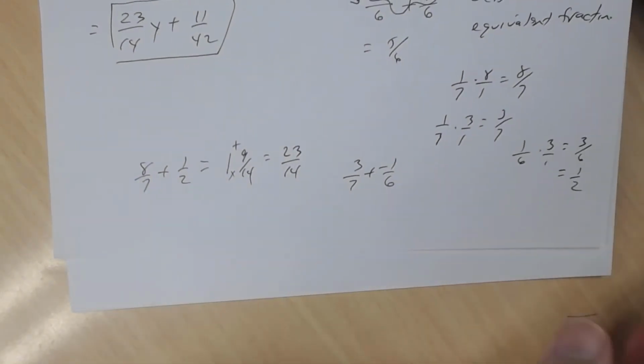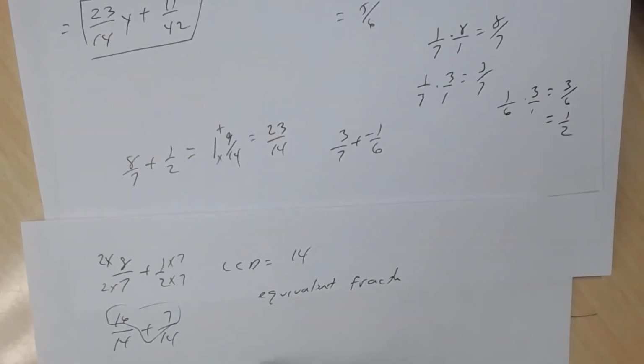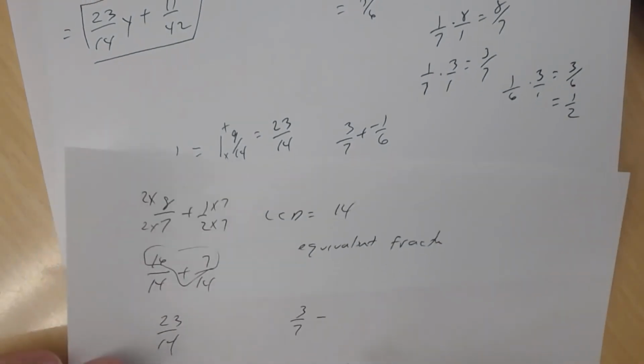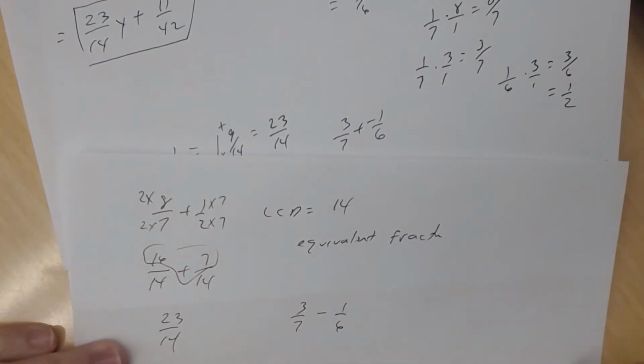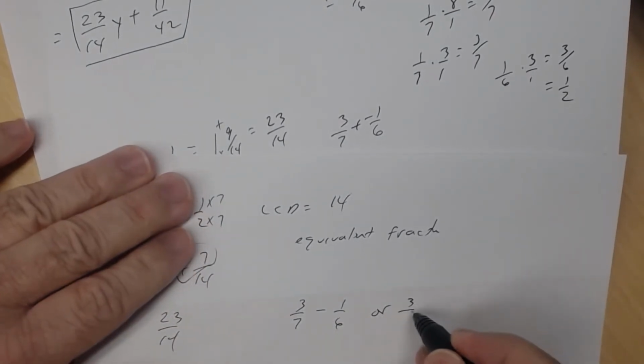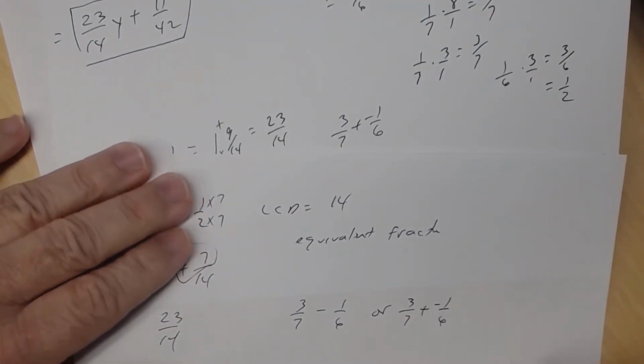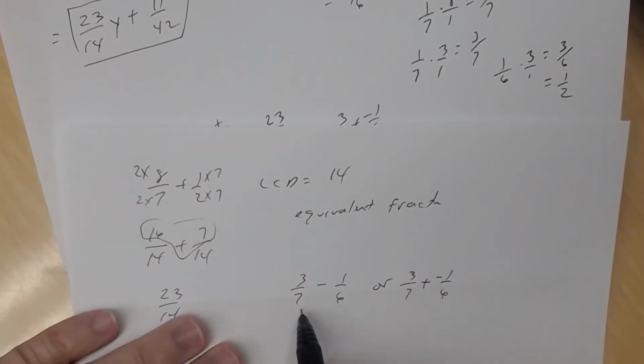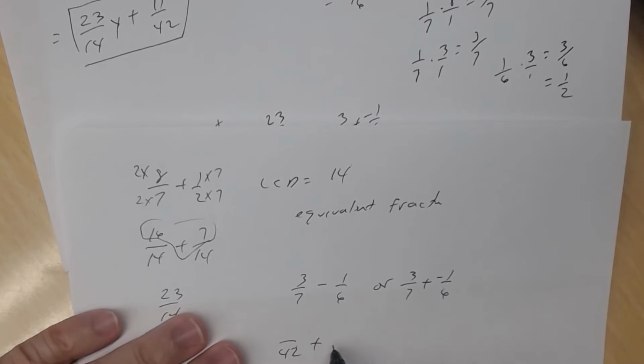Okay? All right, same thing with 3 sevenths minus 1/6. 3 sevenths minus 1/6, or 3 sevenths plus a negative 1/6, doesn't matter. You get the same thing. So when you subtract, you do the same thing. The smallest number that 7 and 6 will go into is 42, so your LCD is 42.